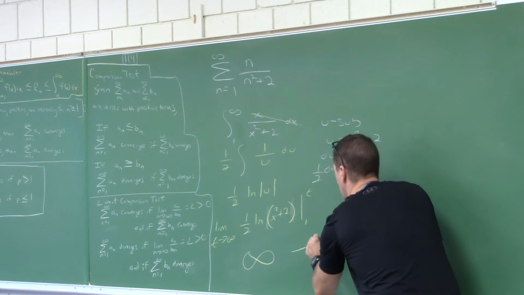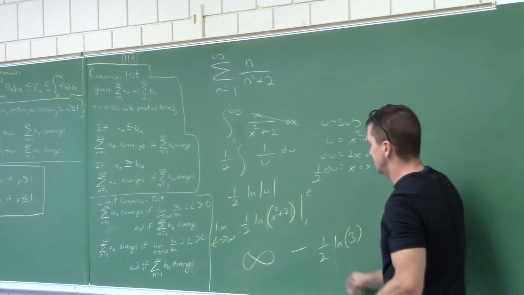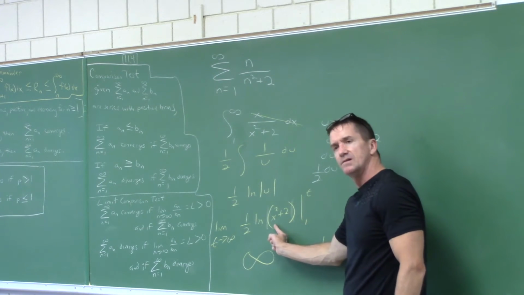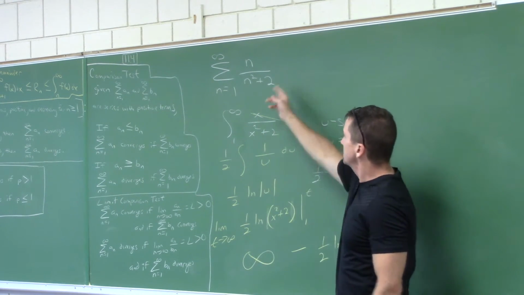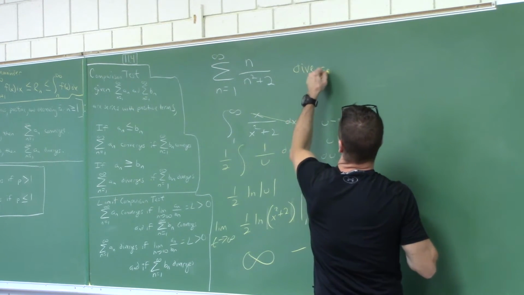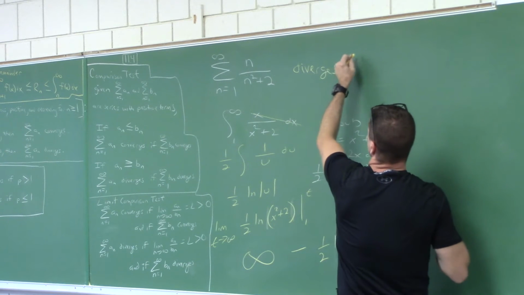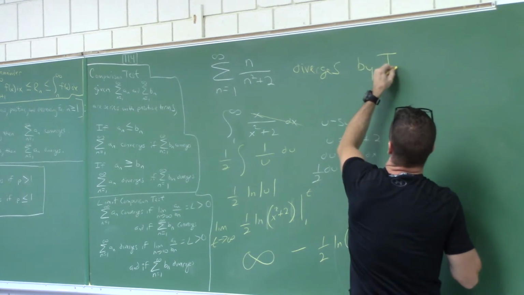You plug in a 1, you get 1/2 of what? The log of 3. But this is approaching what? Infinity. It's the natural log expression. So this series right here, unfortunately, does not converge to a value. It diverges by which test? Integral test. And I'll just put IT.